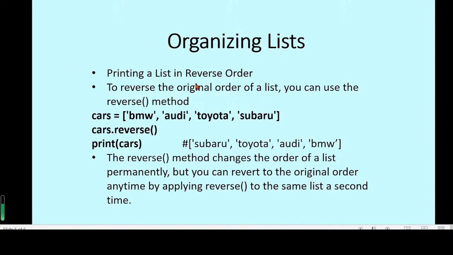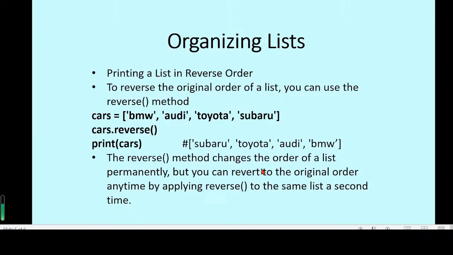So, print a list in reverse order. To reverse the original order of a list, which may not be the alphabetical order, you can use the reverse method. This is the original list. If we use cars.reverse() and print cars, then the order of the elements is reversed. So the last one will be printed first.